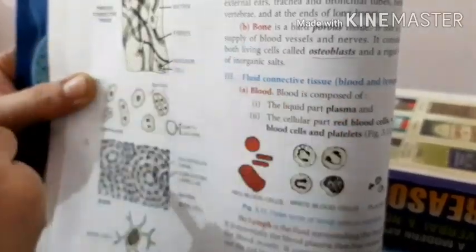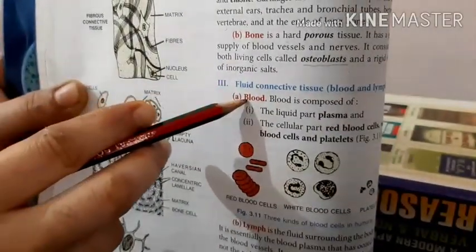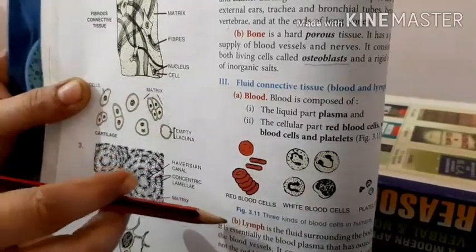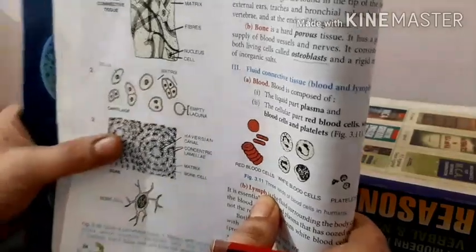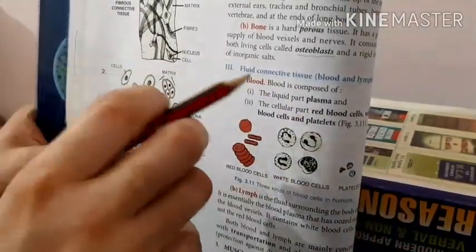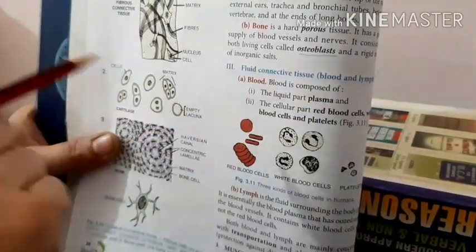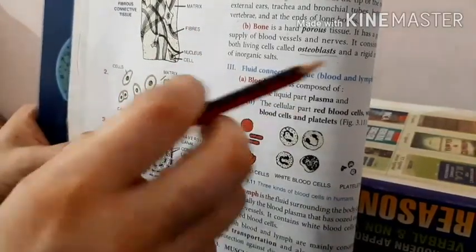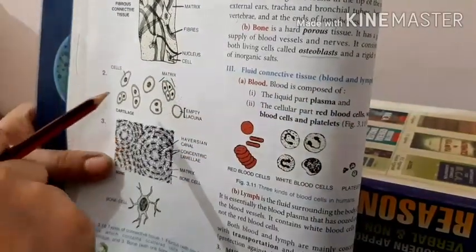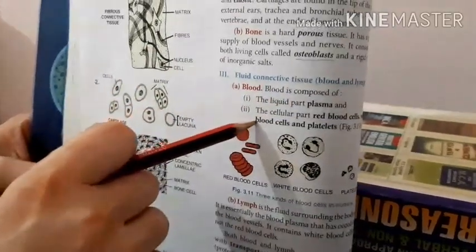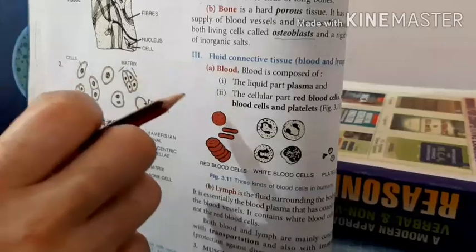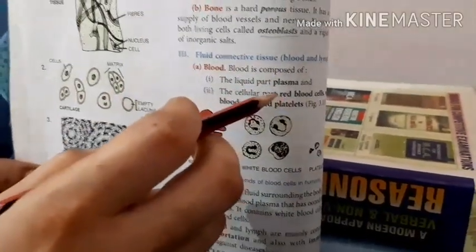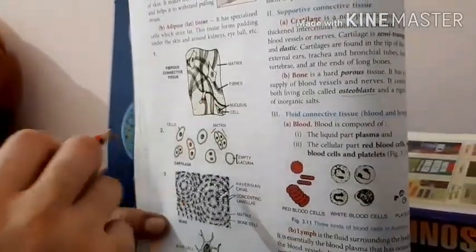Again, two categories it has. One is the fluid blood in your body, and one is lymph. Blood, you are all already aware, comprises two things. The liquid part is called plasma, and the cellular part consists of the cells, that is your RBCs, WBCs, and platelets. So these are the components of the blood: plasma plus red corpuscles, white corpuscles, and platelets.